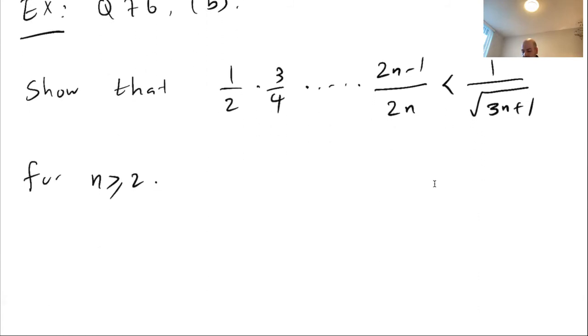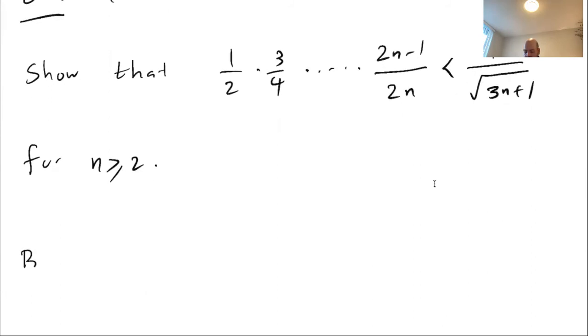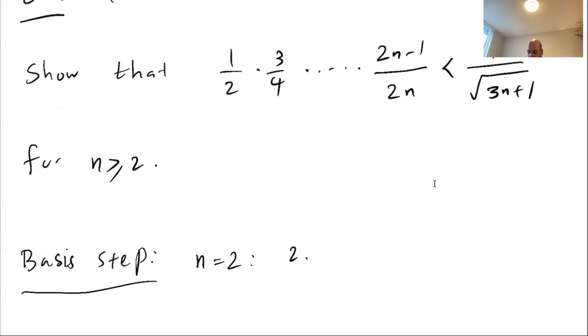So let's see how we can prove this using induction. So basis step. We have to verify for n equals 2 because the question asks us to prove that this inequality holds for n bigger than or equal to 2. So the very first n value that we have to use is n equals 2. Then we get the left-hand side. How much is that going to be if n equals 2? It's going to be 1 over 2 times 3 over 4. And I have to show that this is less than 1 over root 7.